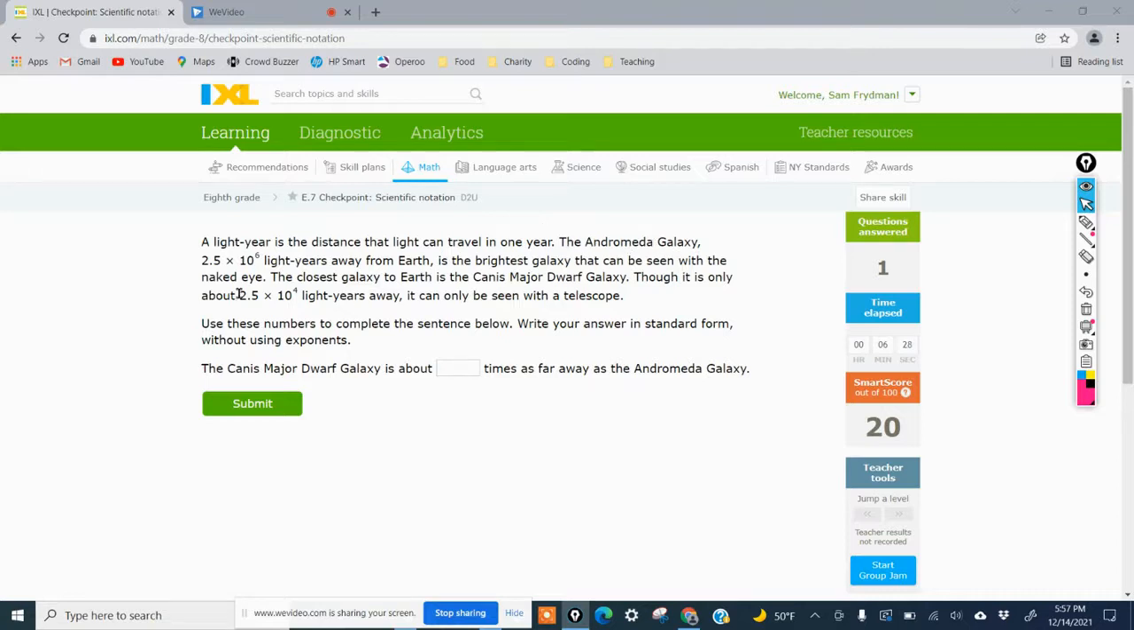The Andromeda Galaxy, 2.5 times 10 to the sixth light years away from Earth, is the brightest galaxy that can be seen with the naked eye. The closest galaxy to Earth is the Canis Major Dwarf Galaxy. Okay, cool. I didn't know that.